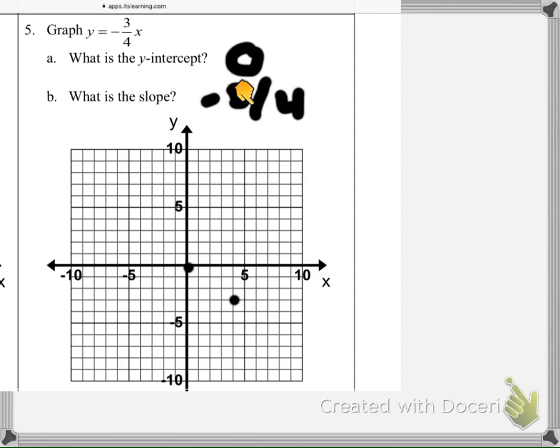And I can also go up 3 and to the left 4. I can switch them around. Up 1, 2, 3 and to the left 1, 2, 3, 4. Okay, and connect.